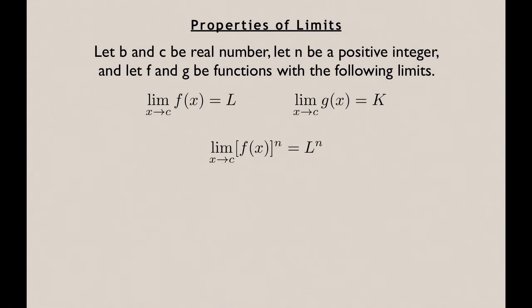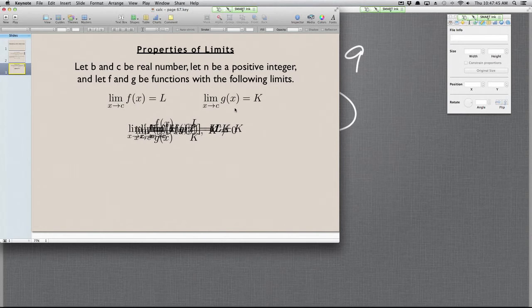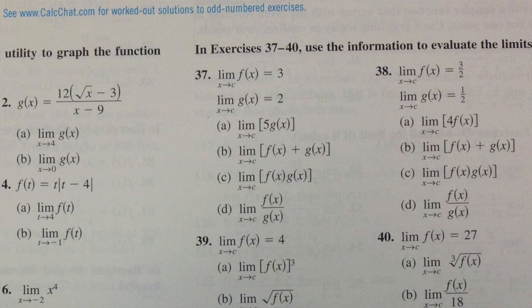This one is saying that if I know a limit, and then I want to take the limit with an exponent, all I have to do is what? Raise the limit to that exponent. Right, raise it to that exponent. That's all that's saying. Alright, so back on this sheet, let's look at 37.